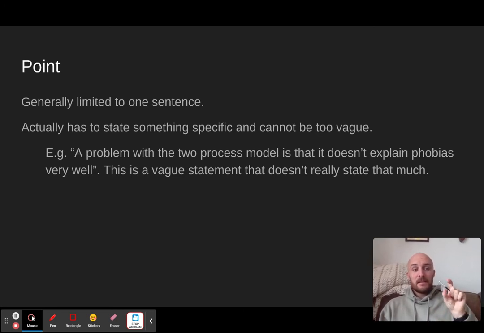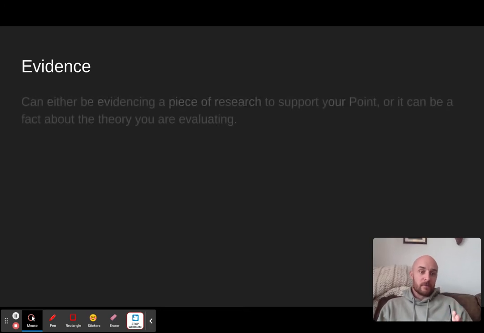But one thing to please note is that your point is literally only one sentence. The link back at the end is only one sentence. The two E's in the middle are the vast majority of your point. So you need at least two sentences for your evidence.